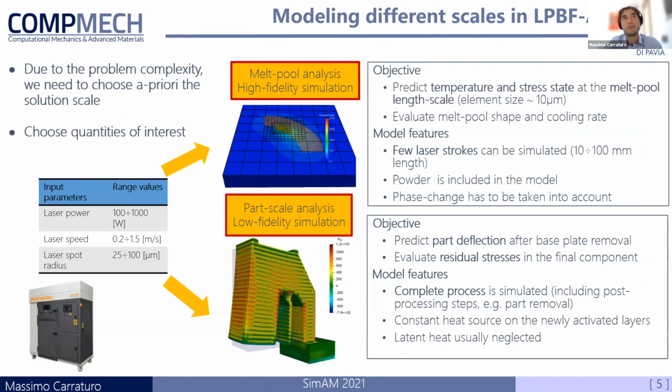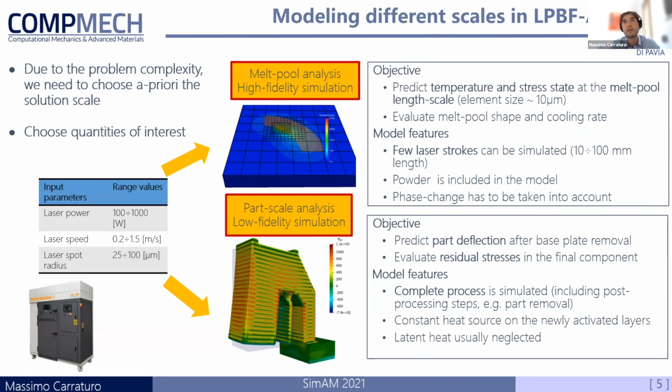Due to this problem complexity, we need to choose a priori the resolution scale for our code. This is done by choosing the quantity of interest that we are looking at with our numerical simulations. In particular, in this work, we focus on a melt pool analysis, which we call high fidelity simulation, and a lower resolution scale, that is the part scale analysis.